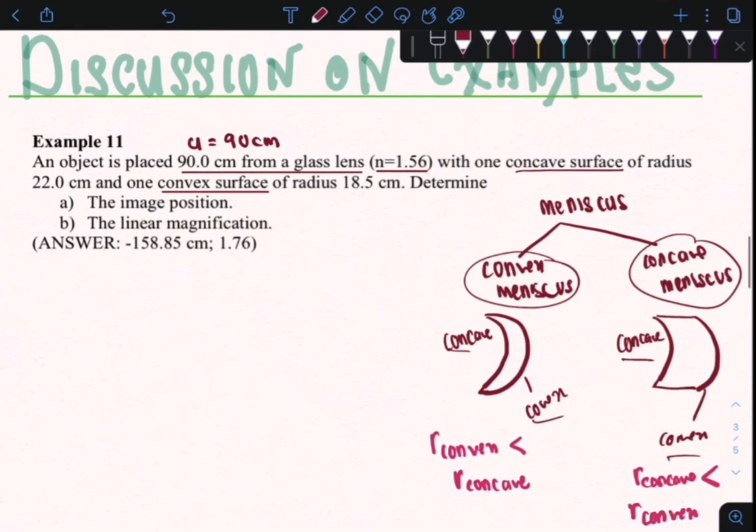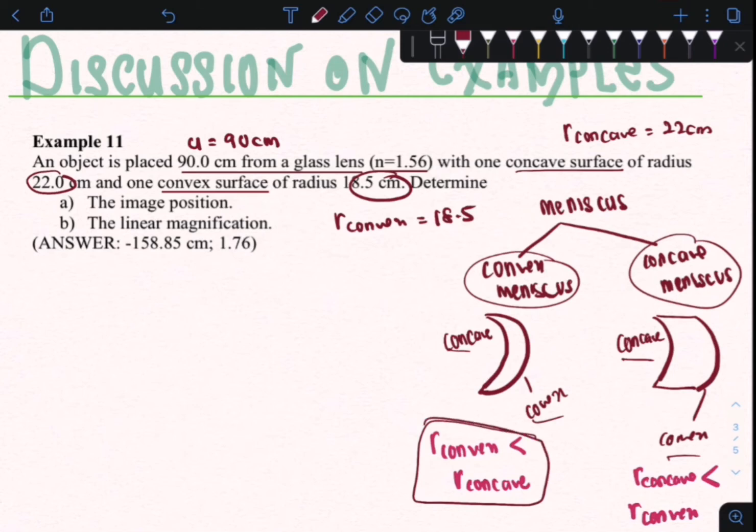In the question it is mentioned that one concave surface has a radius of 22 centimeter. So your R concave here is 22 centimeter, and your R convex here is 18.5 centimeter. This indicates that your convex radius is smaller, which means it is a convex meniscus. This one is much smaller than this one. So now we have managed to deduce the shape of the meniscus here. We know the lens is a convex meniscus.